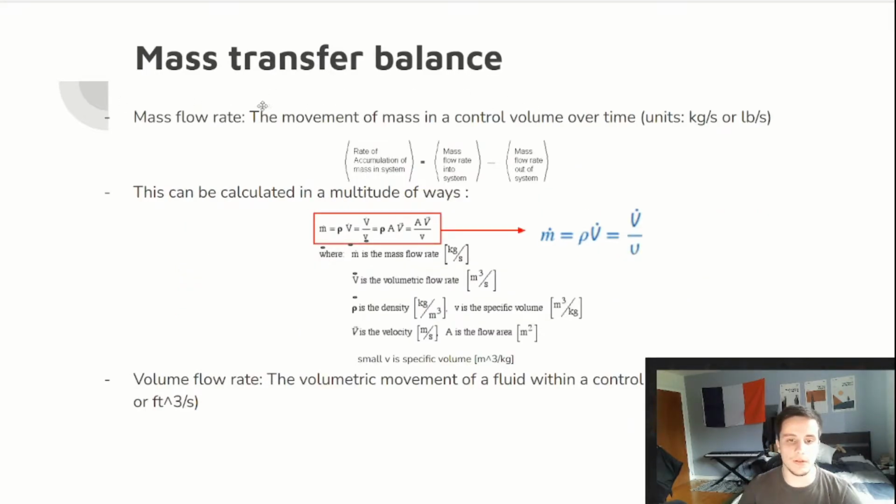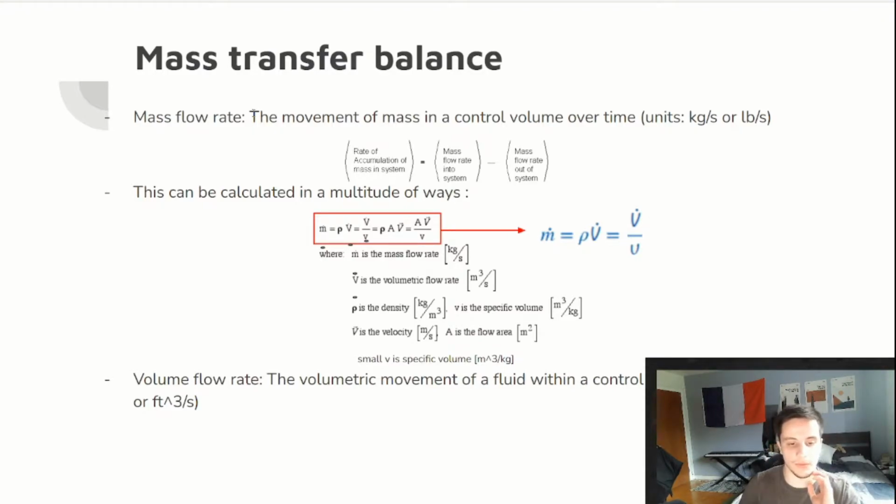So, like we saw in the tutorial from before, mass flow rate is the movement of mass in a controlled volume over time. And you can tell that with the units, so it's kilograms divided by seconds. So it's the amount of mass that's moving in and out of a controlled volume. And this can be calculated multiple ways. You have density times volumetric flow rate.